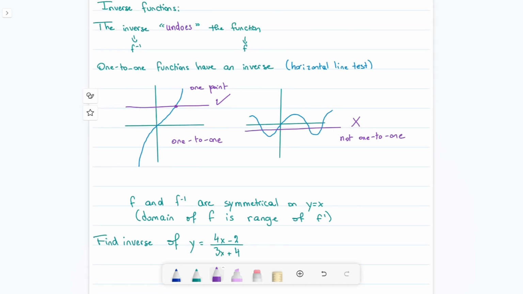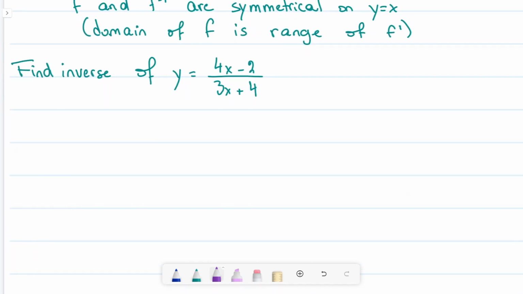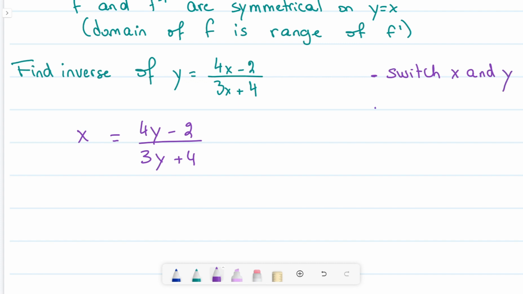Just to point out that when we draw the inverse of a function, the function and its inverse are symmetrical about y equals x. The domain of f is the range of its inverse. Also, the range of f is the domain of its inverse. So we will practice finding the inverse. Let's say we are given y equals 4x minus 2 divided by 3x plus 4. The first step in finding the inverse is to switch x and y. So write x equals 4y minus 2 divided by 3y plus 4.